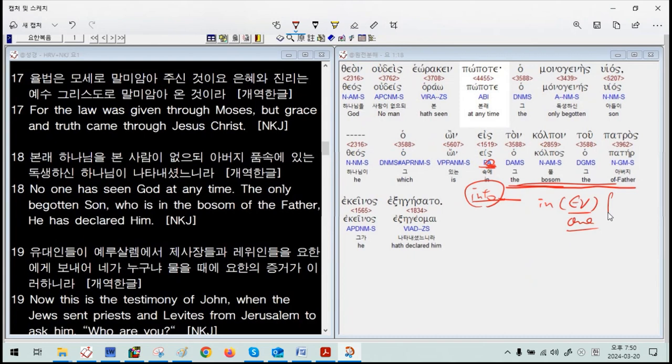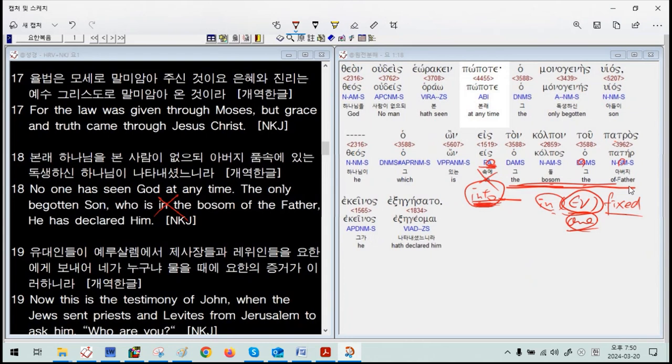Before you are in that status, you have to become into action status. So the King James translates incorrectly, the King James translates in an incorrect way. And then, ton kolpon tou patros, the bosom of, right? Genitive, of the Father.